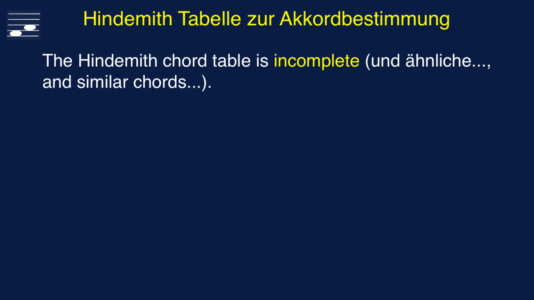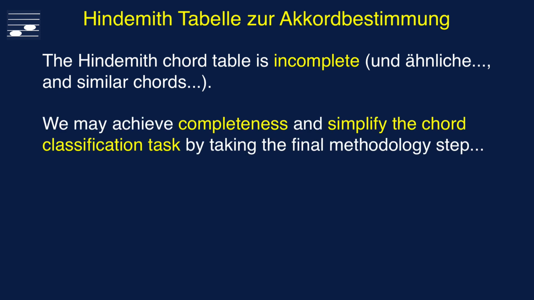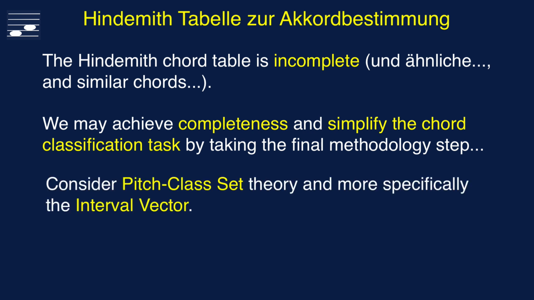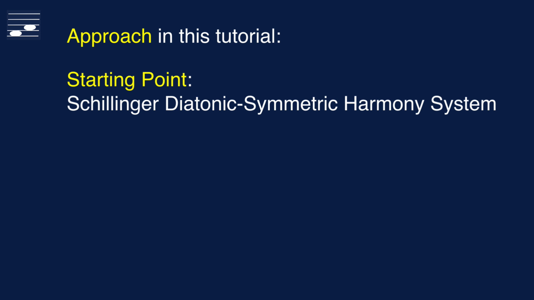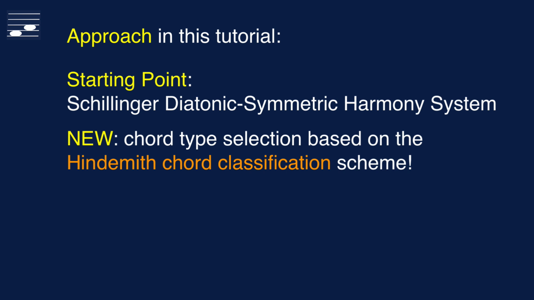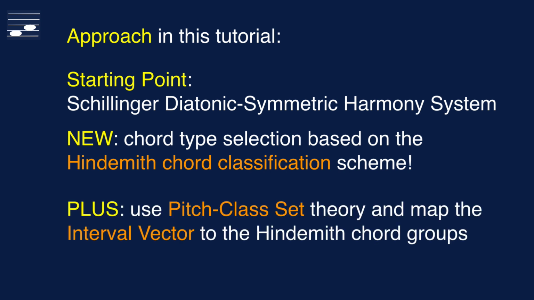The chord structure examples in the diagram are incomplete. Hindemith writes unähnliche. However, we may easily achieve completeness by taking the next step and consider the interval properties in pitch class set theory. Here we see the full approach in this tutorial. We integrate the framework of Schillinger Diatonic-Symmetric harmony with the Hindemith chord classification scheme and apply a mapping of the pitch class set interval vector.